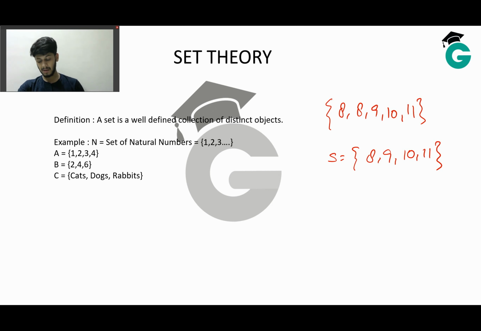The other example can be A is equal to 1, 2, 3, 4, B is equal to 2, 4, 6, C is equal to cats, dogs, rabbits, D is equal to maybe your favorite superstar like Salman Khan, Aamir Khan, Bobby Deol. Bobby Deol could be someone's favorite.